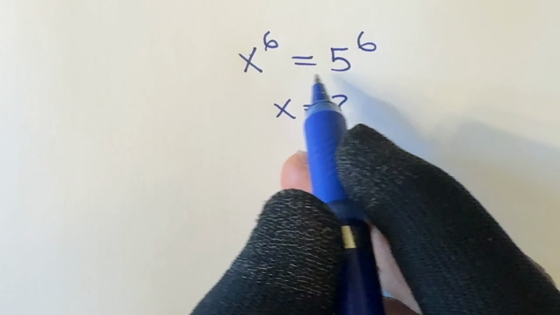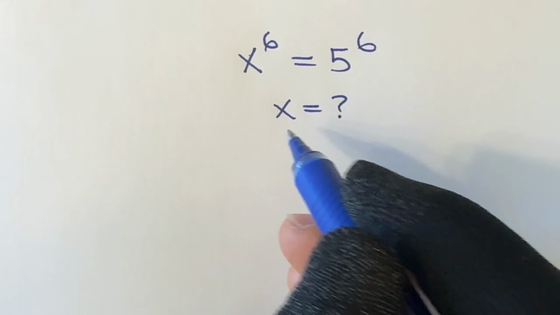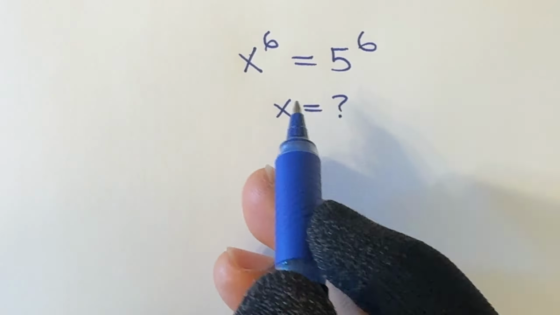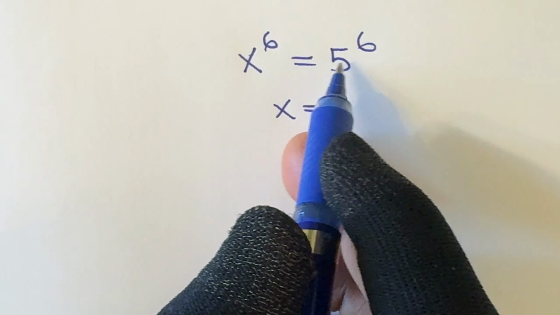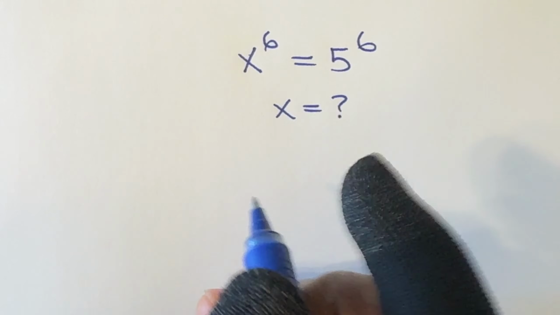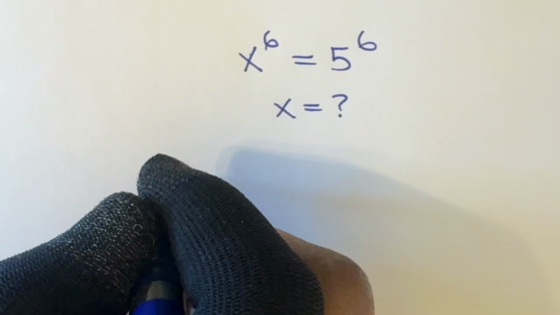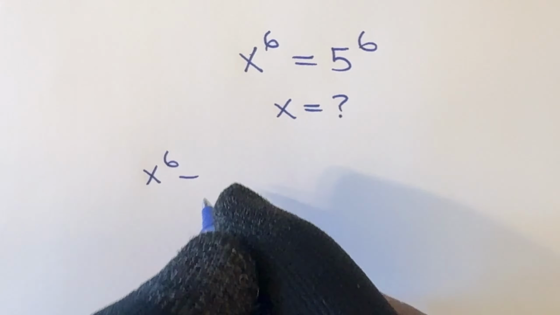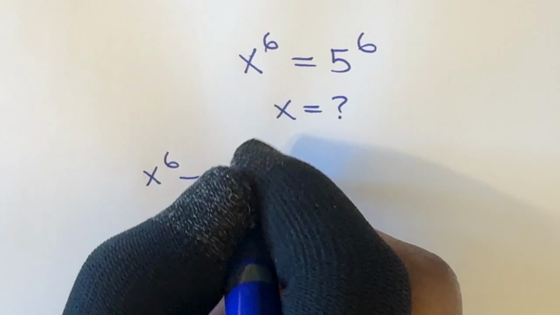x raised to power 6 is equal to 5 raised to power 6. Find x. What we need to do to begin this process is to transfer all of this to the left hand side. This will then give us x raised to power 6 minus 5 raised to power 6 is equal to 0.